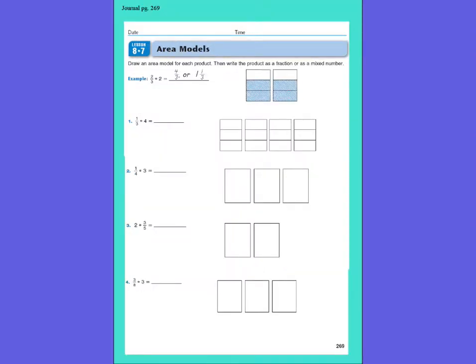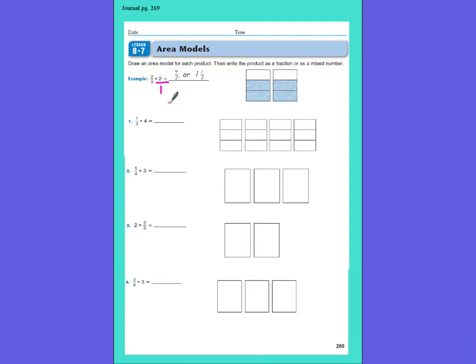All right, taking a look at one of your math journal pages that you will need to be completing. The big idea that you're going to need to do, you can use the area models to help you, is whenever you have a whole number, remember we can always make it a fraction by putting it over 1.